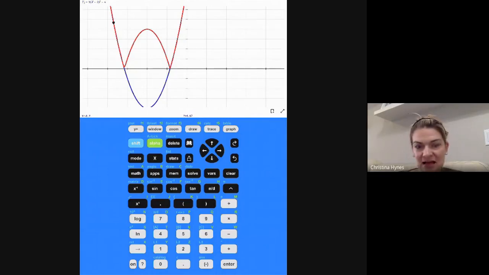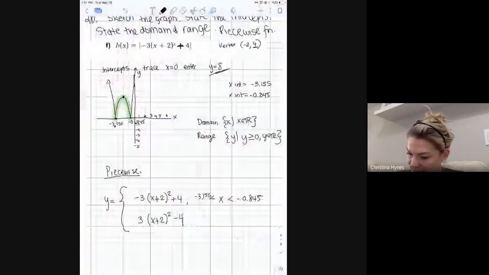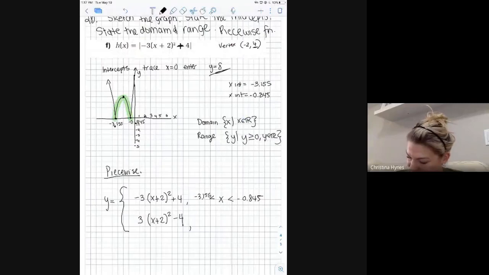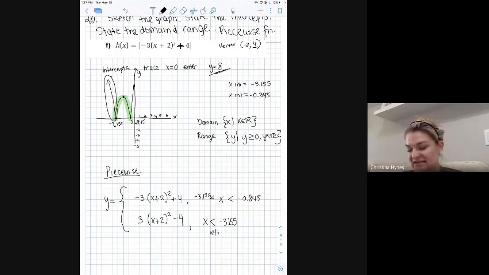So I want to take that left leg and then that right leg and copy them onto my actual image. So how we do that is we say that for this leg right here, I need to the left of that x-intercept. So I would say x is less than negative 3.155. This means I want the left of this x-intercept. And then I also want this piece right here to make up my kind of W shape. And I'm going to say x is greater than that x-intercept, which we know is negative 0.845.